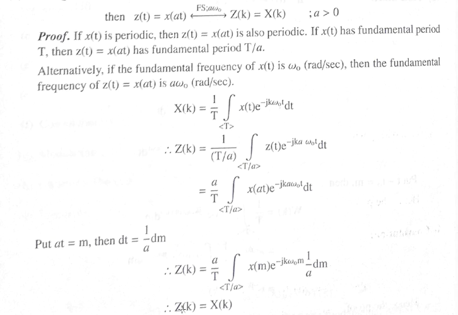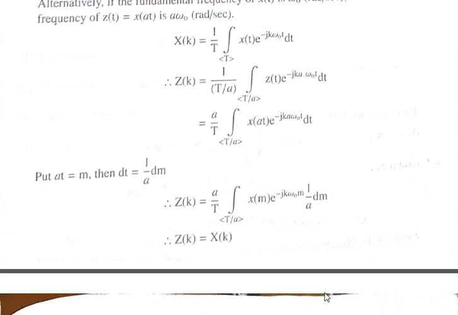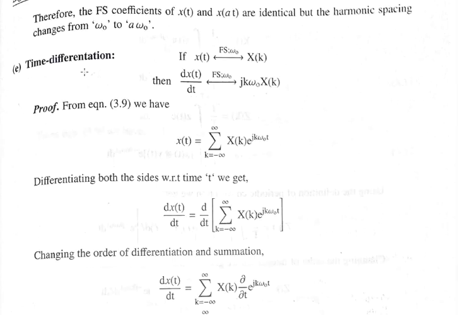This indicates that the scaled version too has the same Fourier series as the earlier or original version. Then the next property is time differentiation. So here we consider x of t and x of k signals, and the Fourier series of d by dt of x of t is j k omega naught x of k. Then how is it possible?